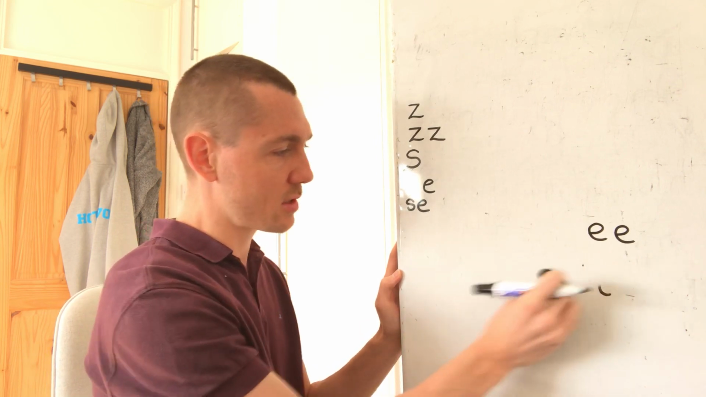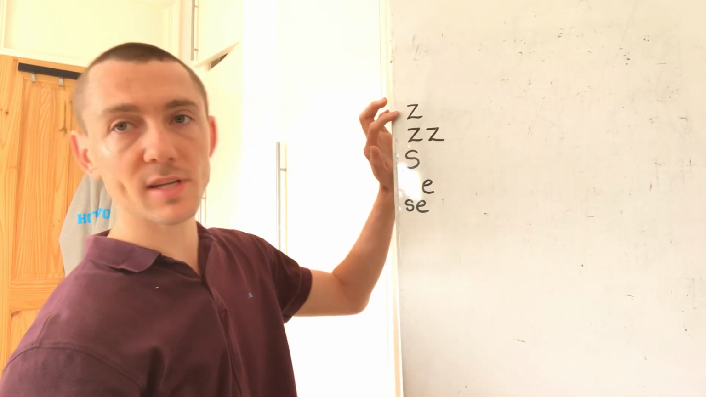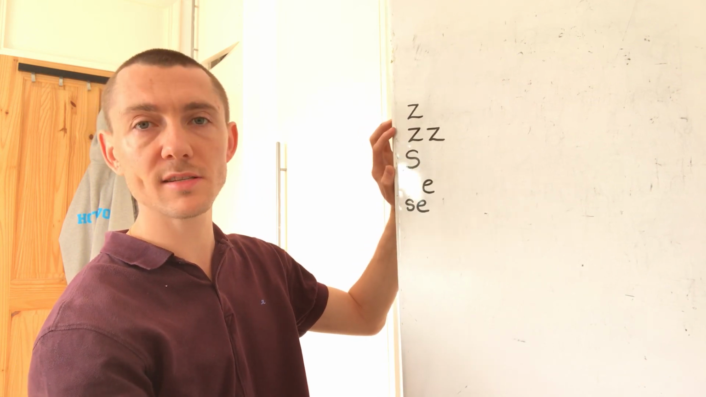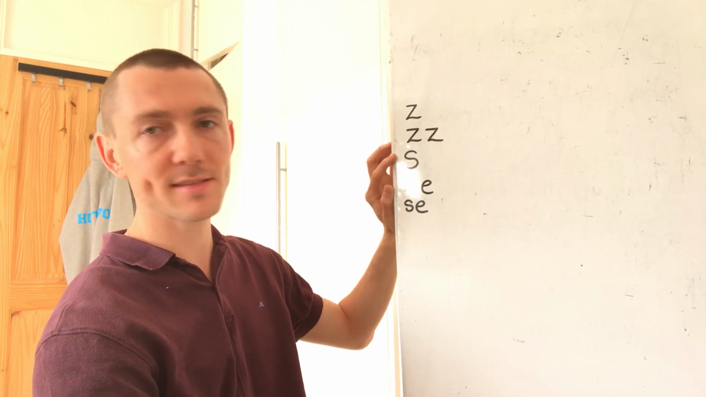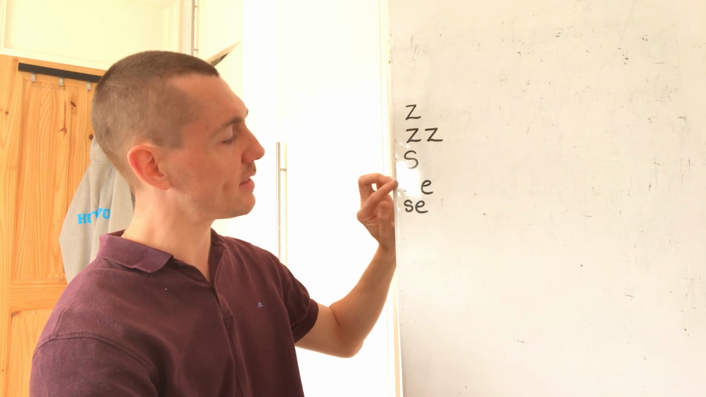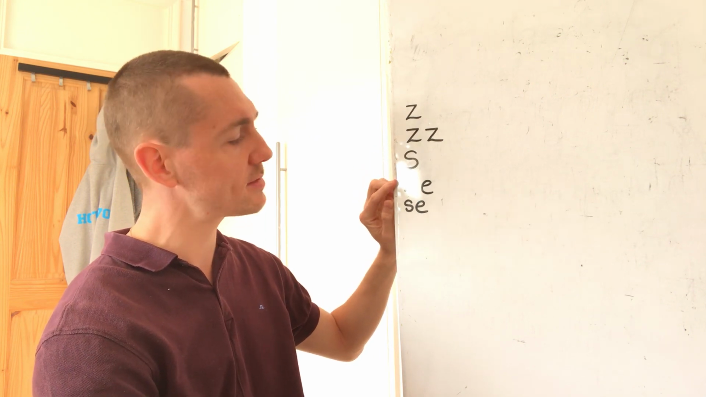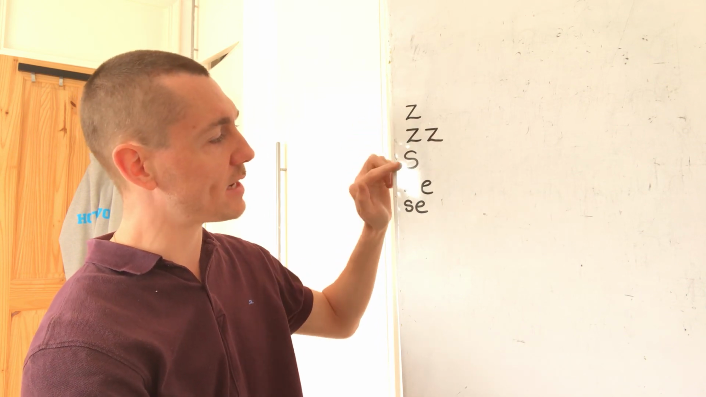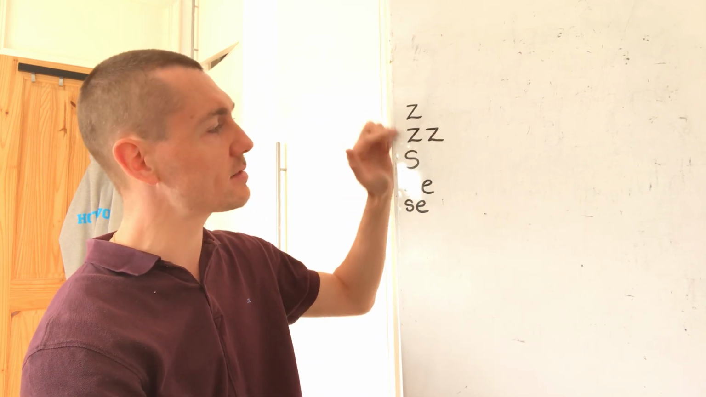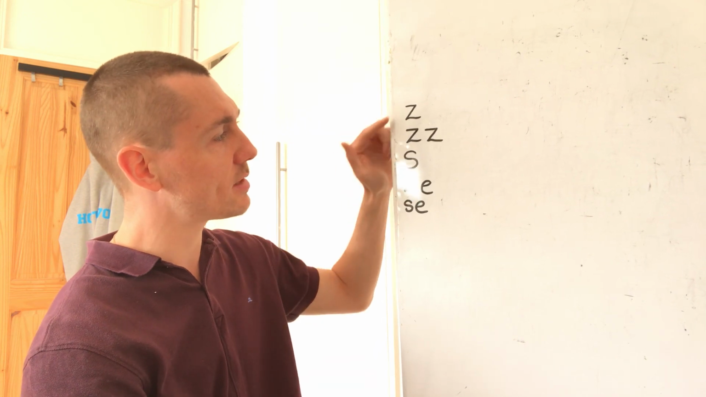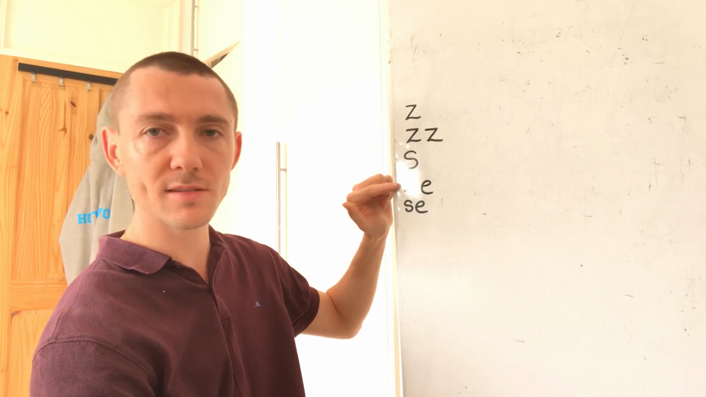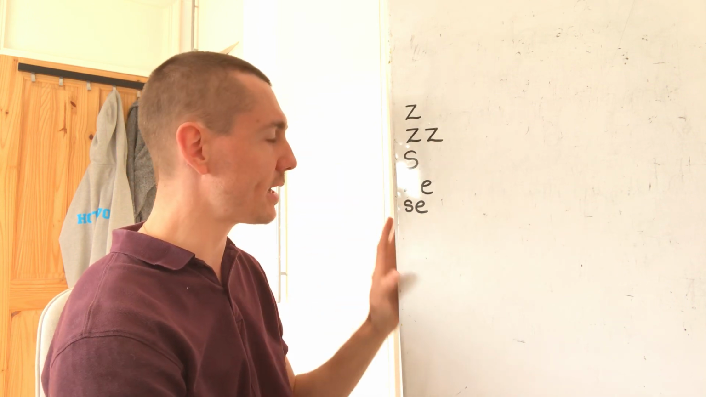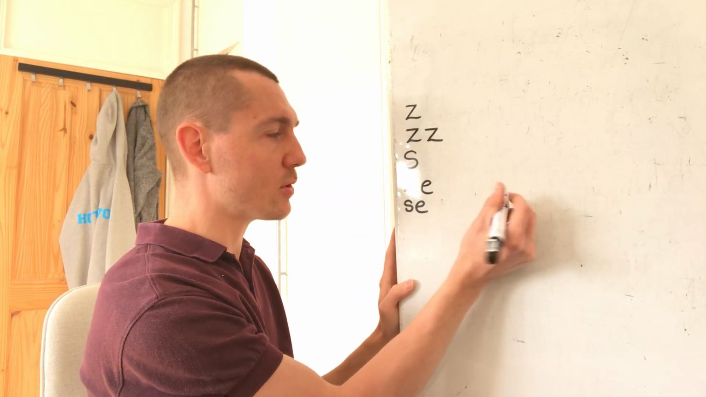So let's just recap so far. We've got Z on its own, spelling the Z sound, double Z spelling Z, the S spelling of Z, the ZE spelling of Z, and the SE spelling of Z. Five spellings, just one sound. Z, Z, Z, Z, Z. Okay, with that in mind, let's see if we can find any more.